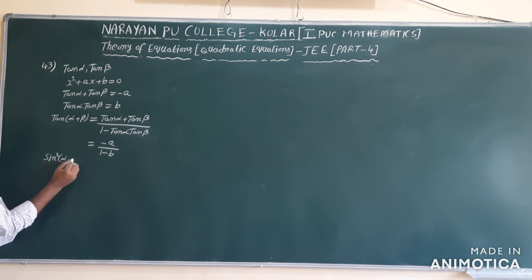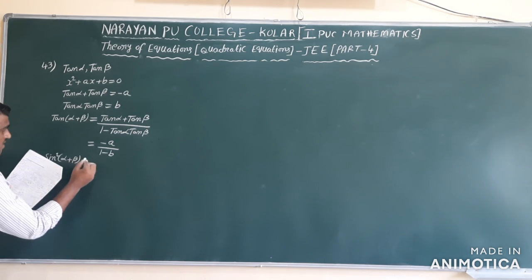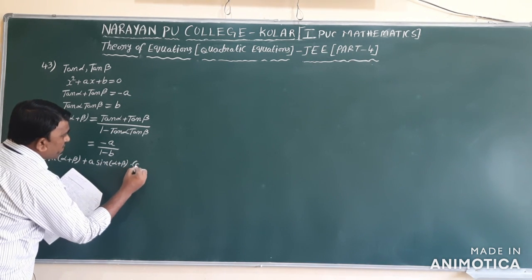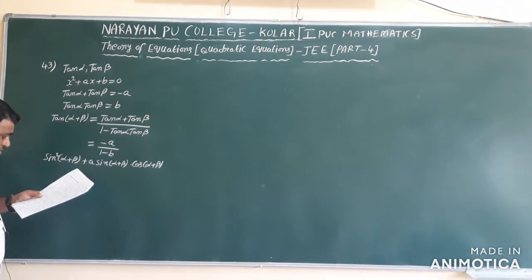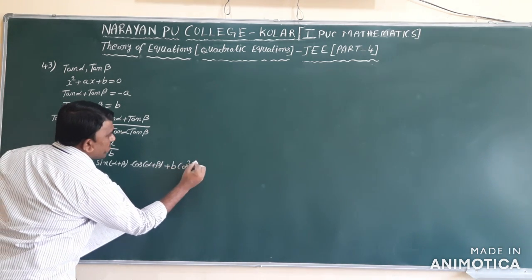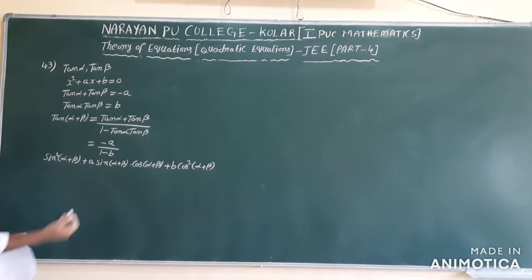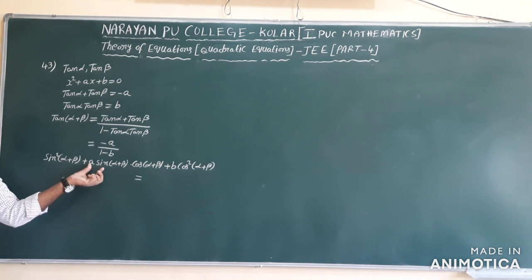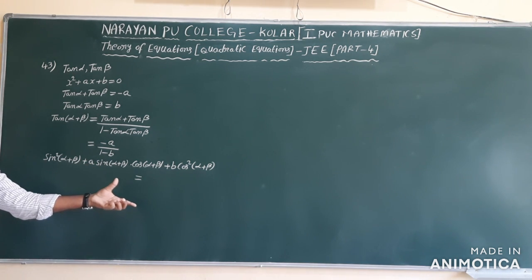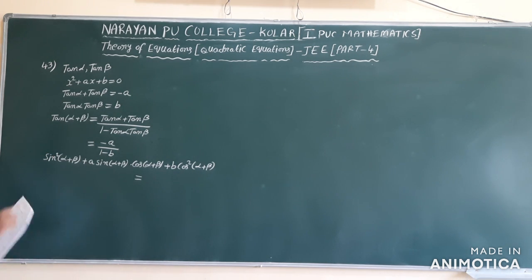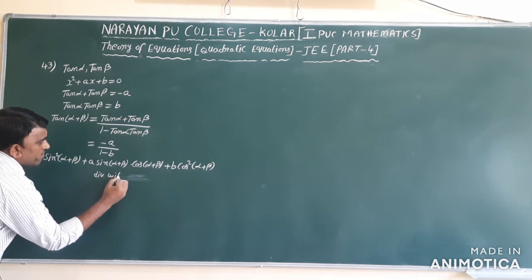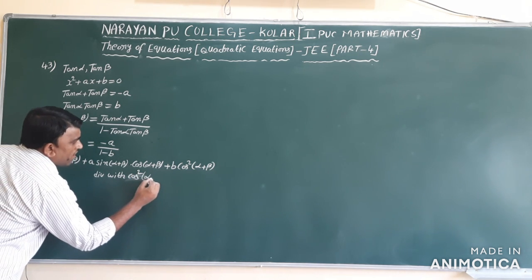Sin square of alpha plus beta plus a into sin of alpha plus beta into cos of alpha plus beta plus b into cos square of alpha plus beta is equal to how much? Now before simplifying, if you want to convert this function in terms of tan, divide with cos. So sin by cos will give the tan function. That's what, whole equation divide with cos square of alpha plus beta.